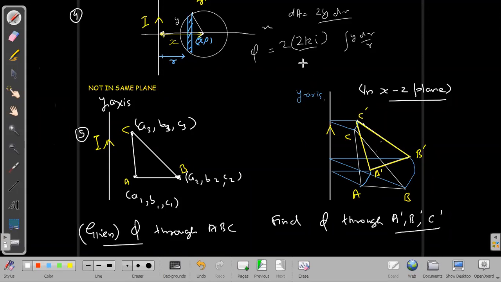Now 4ki into y into dr upon r. How to do? So if we take theta near x comma 0 point, then we can write a relation between y and r. We can write the smaller r in terms of capital R, and y also in terms of capital R.